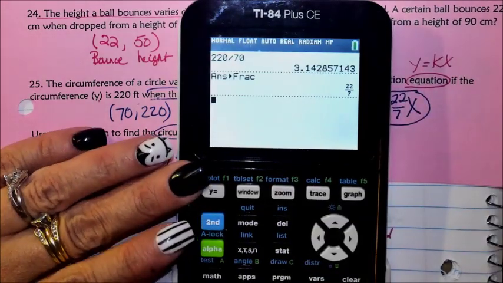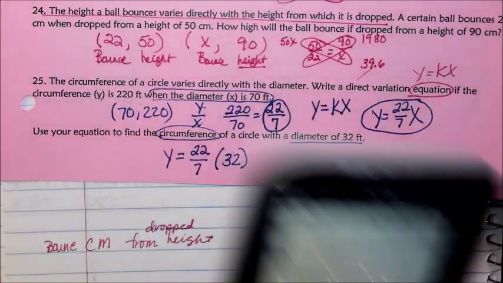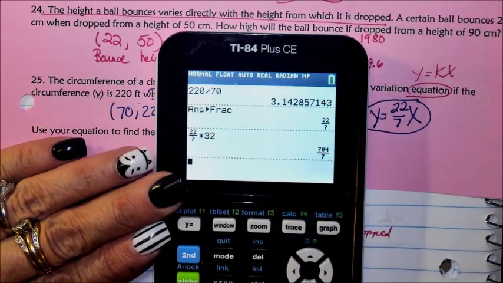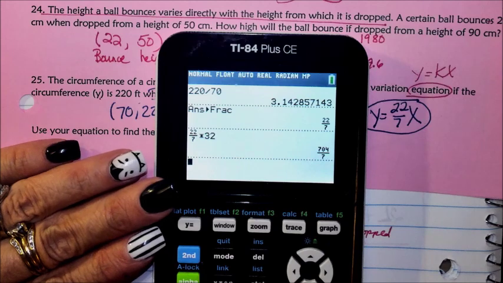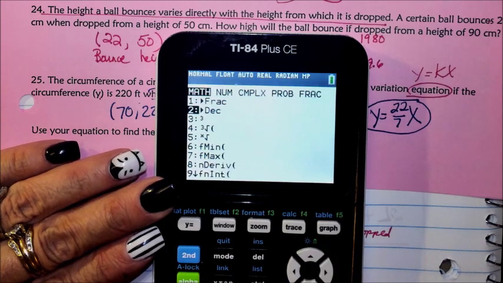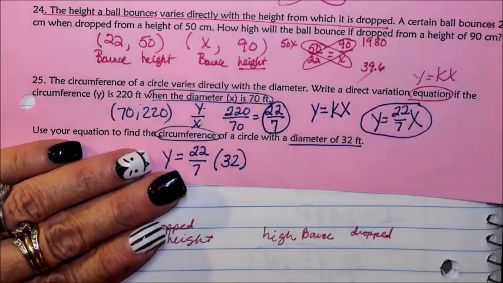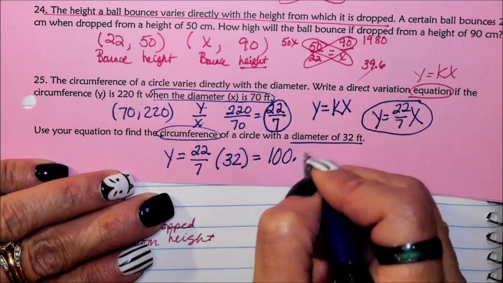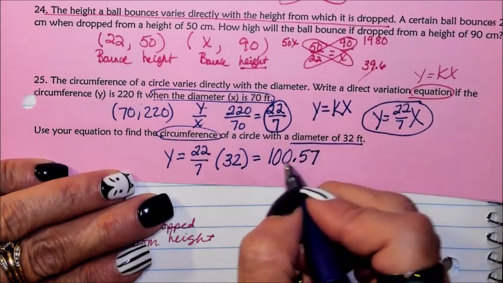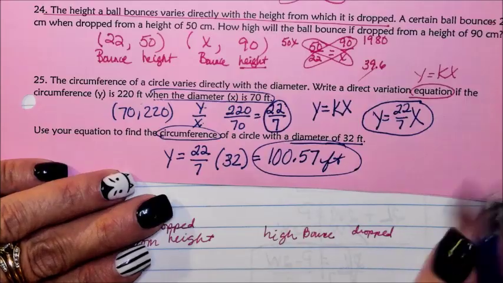So I'm going to say y equals 22 over 7 times, what was I multiplying by? 32. 704 over 7. I'm going to do math, and I'm going to change that to a decimal. Let's see what that comes out to be. 100.57. I think I'm going to put that. That makes more sense in this situation. 100.57, and it is feet. There we go.